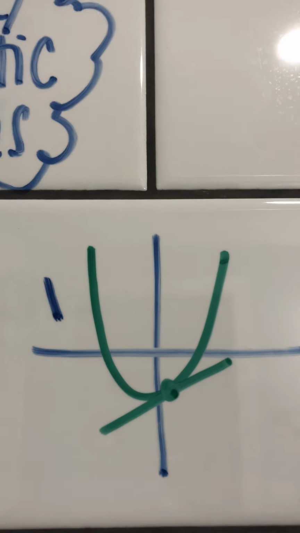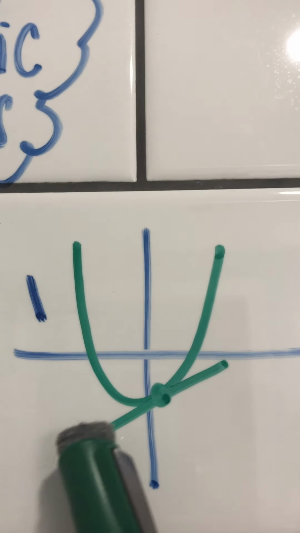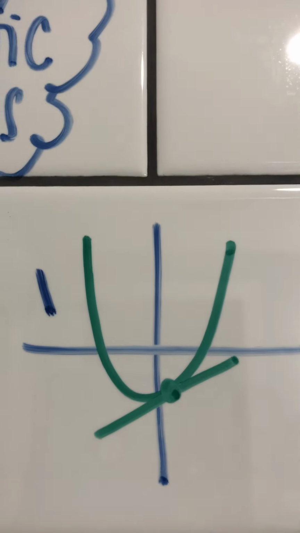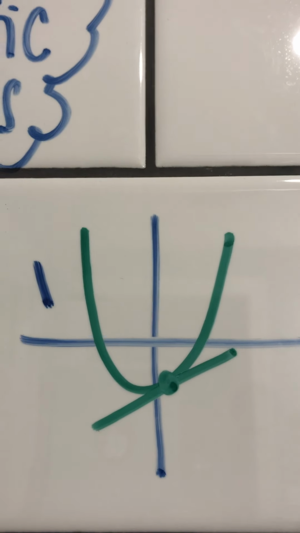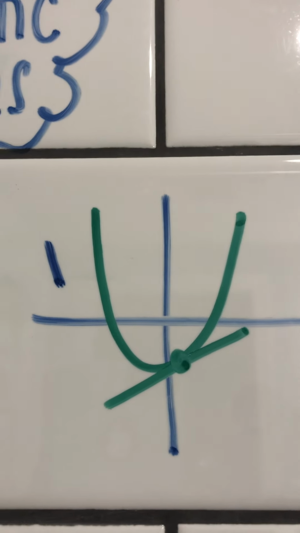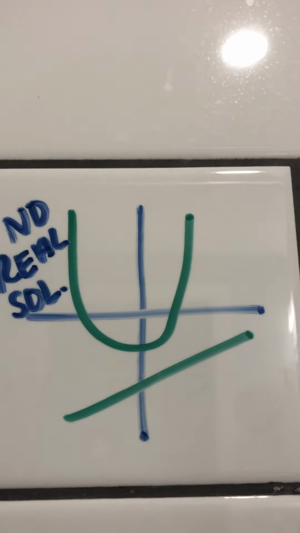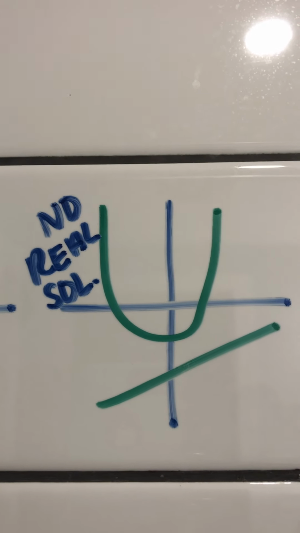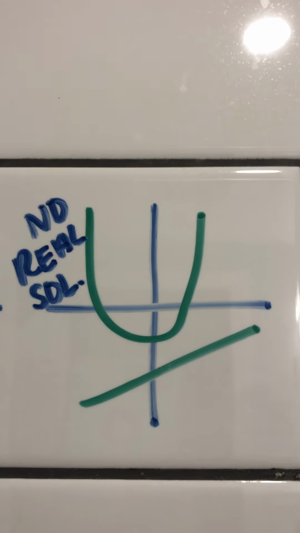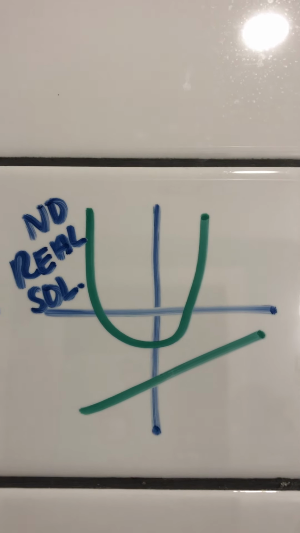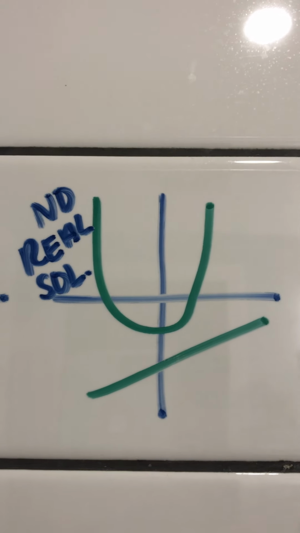When I have one solution, that means the line is just touching the bottom of the parabola. It's touching one time. That's called tangent to the parabola. And the last option we have is no real solution. That word real is important in there. That's when it's not touching at all. It's going to pass by it, but it does not touch it.